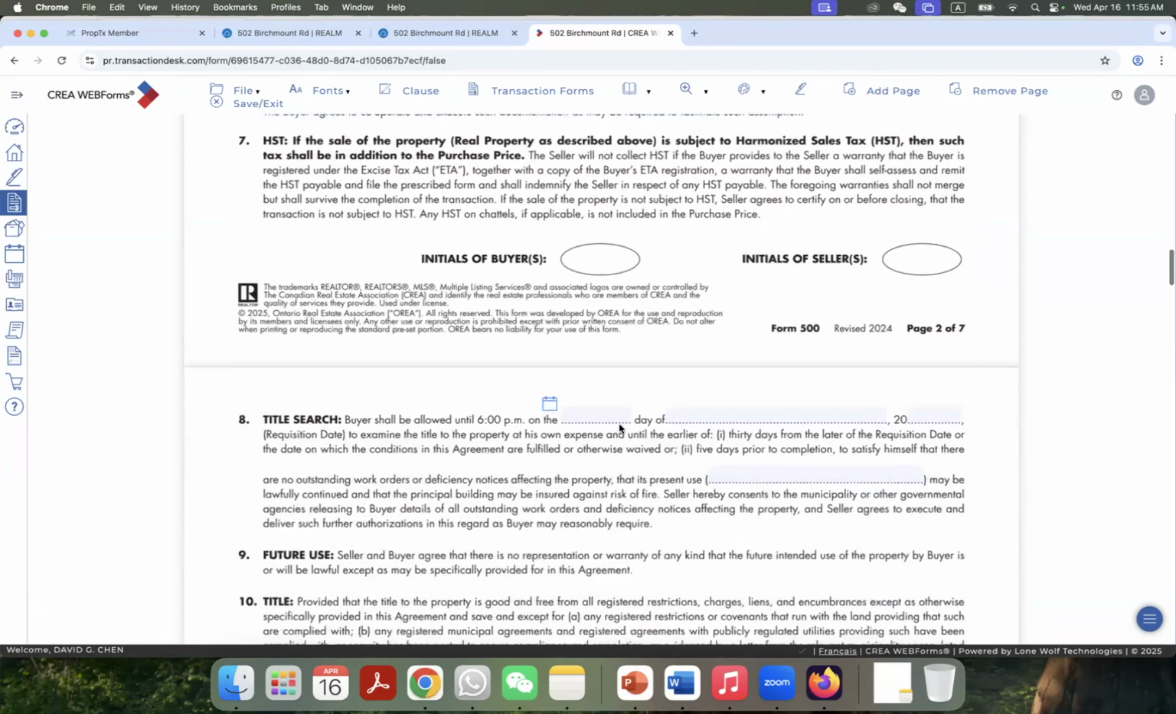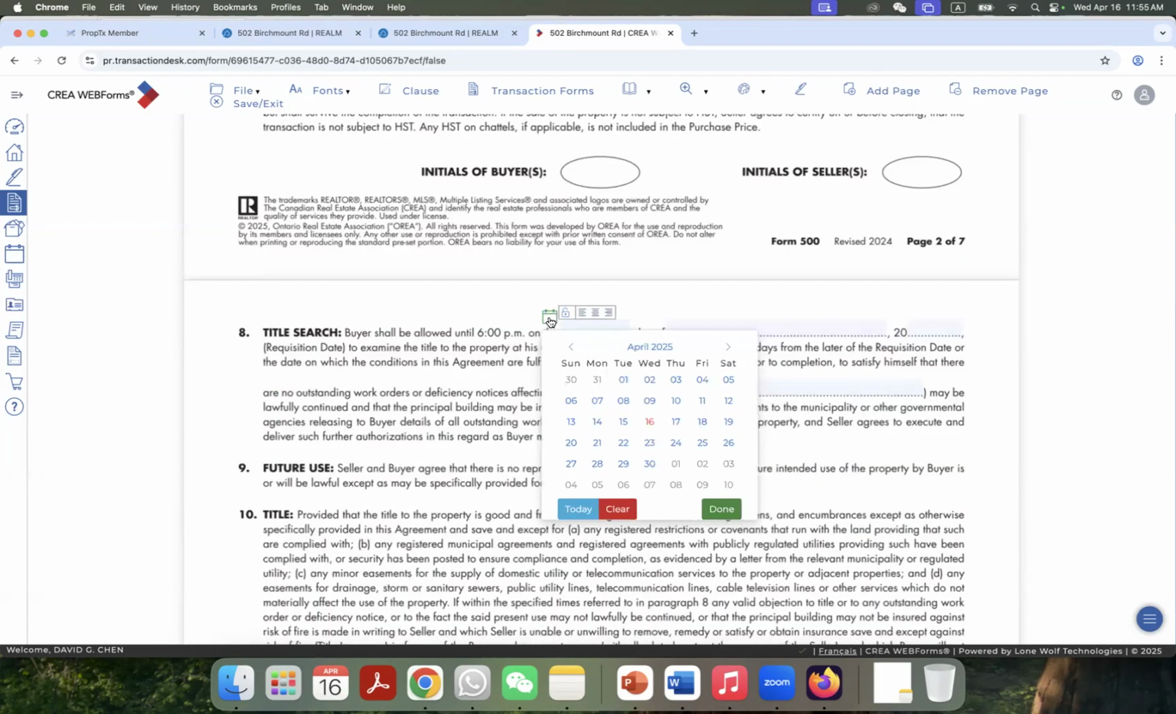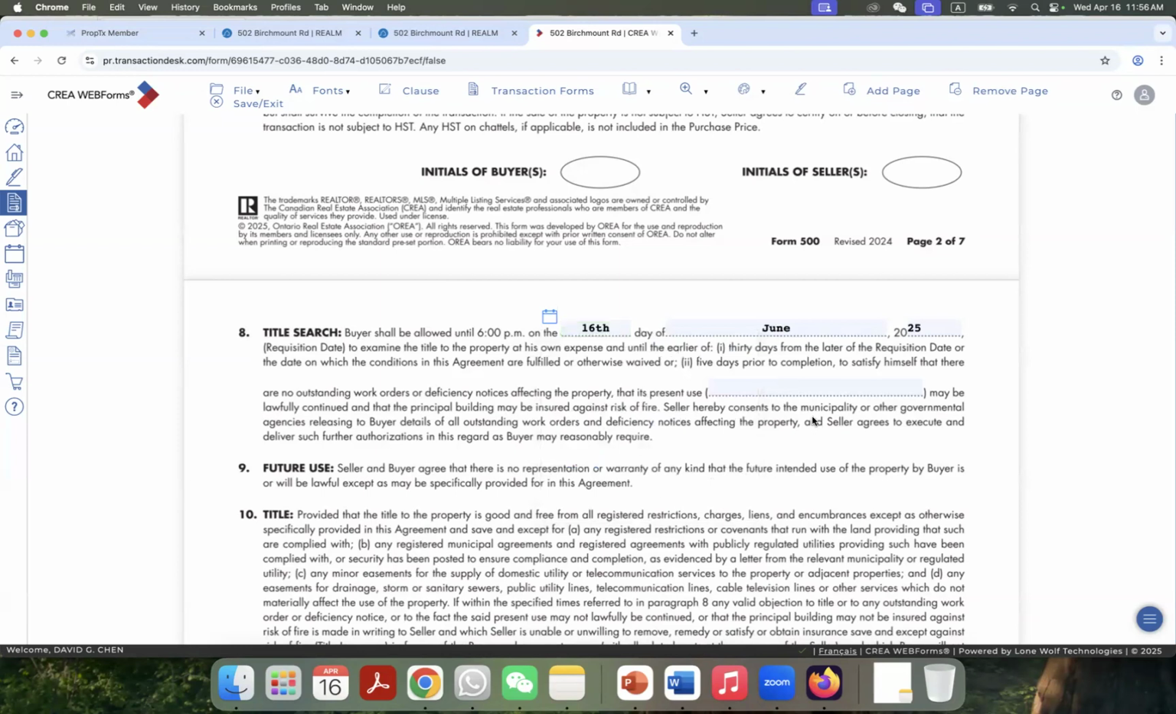All right. So other things here: title search will be, let's say, 2 weeks before closing. Maybe we're talking about July, so it will be June, let's say 1 week, 2 weeks. Let's make it the 16th. Yeah, you can do it on the 16th. So that's the way for sure.